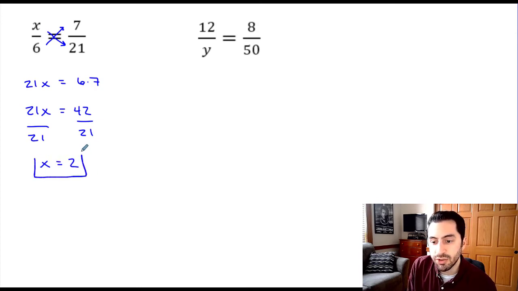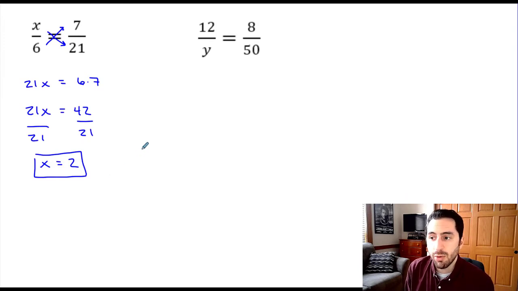And here's our solution. I can double check this. If I plug in 2 for x, 2 over 6 simplifies to 1/3. And 7 over 21 also simplifies to 1/3. So I know that that value of 2 does make this equation true.